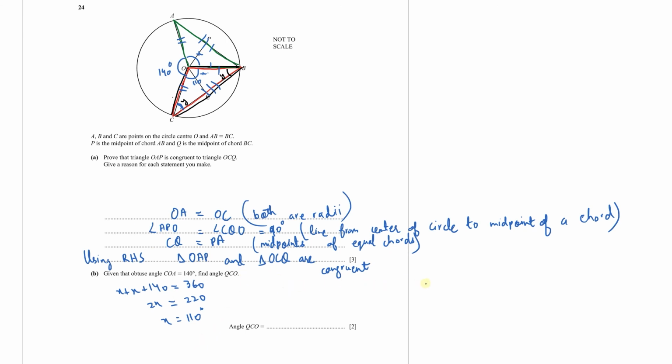So we can write X plus QCO plus QCO as well, because the sum of the interior angles of a triangle is 180. And we know that X is 110. So 110 plus 2 times QCO will be 180. 2 times QCO will be 70 if I bring this 110 to the other side, and then angle QCO will be 70 over 2, which is 35 degrees. So angle QCO is 35 degrees.